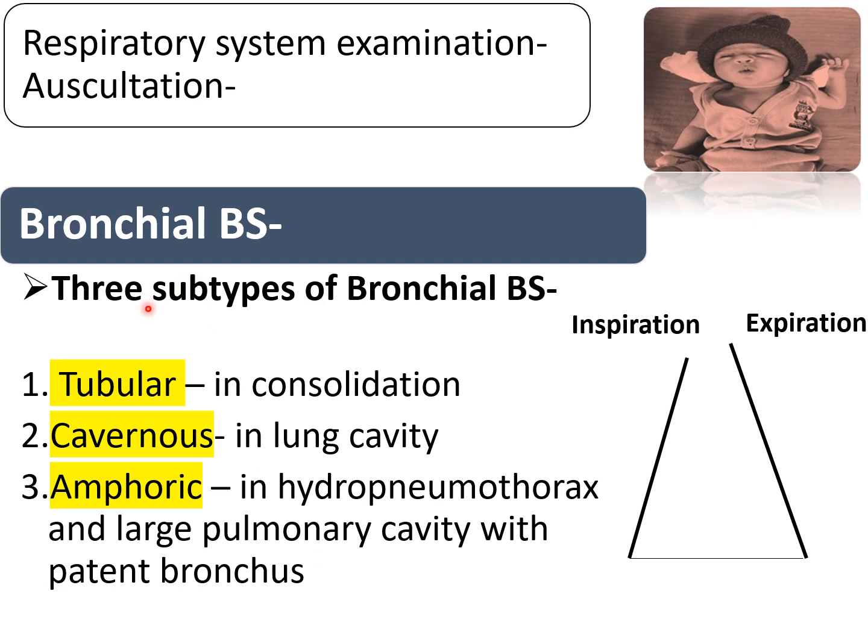There are three subtypes of the bronchial breath sounds: tubular, cavernous and amphoric. Tubular is seen in consolidation and is better heard with the diaphragm of a stethoscope. Cavernous is seen in lung cavities. It is better heard with the bell of the stethoscope. Amphoric breath sounds are heard in hydropneumothorax and large pulmonary cavity with a patent bronchus. It is a sound of metallic quality.